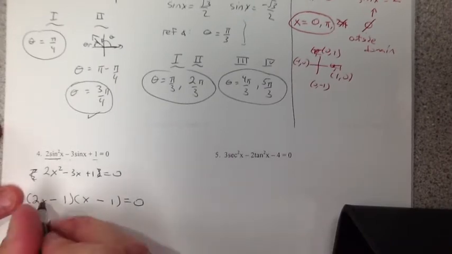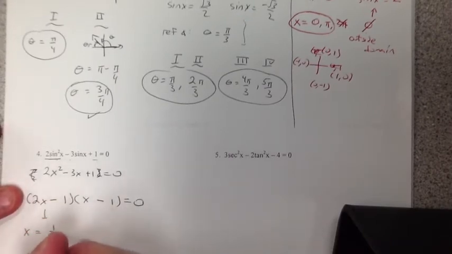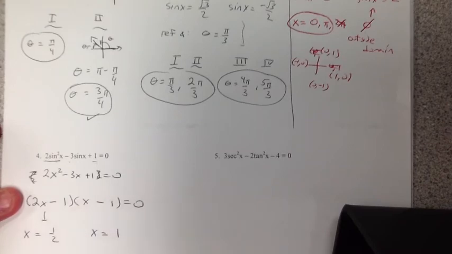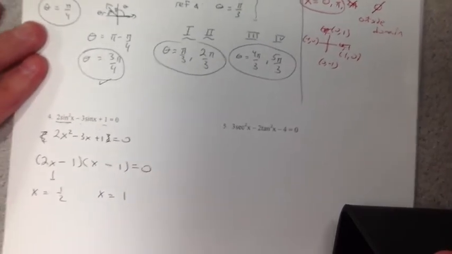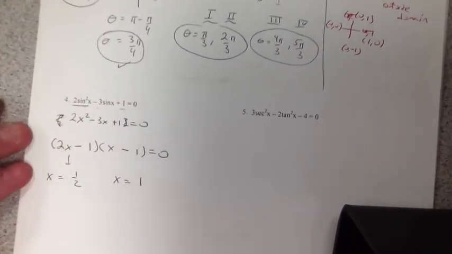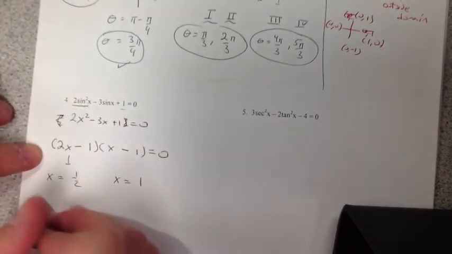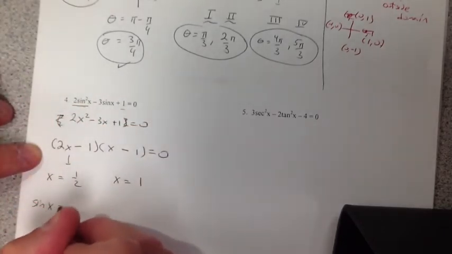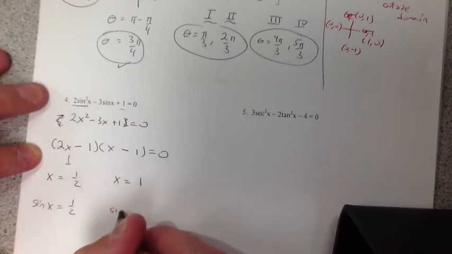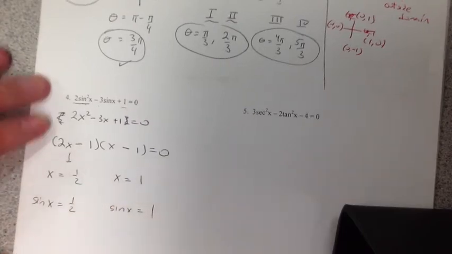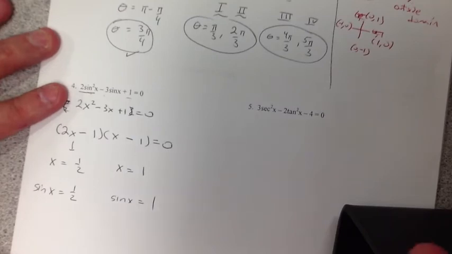So when I solve it, this becomes x equals 1/2. Here we get x equals 1. Now the only difference is, remember, we are using sine. So now I have to replace this. This is really the sine of x equals 1/2. The sine of x equals 1. And we get our 2 answers from here.